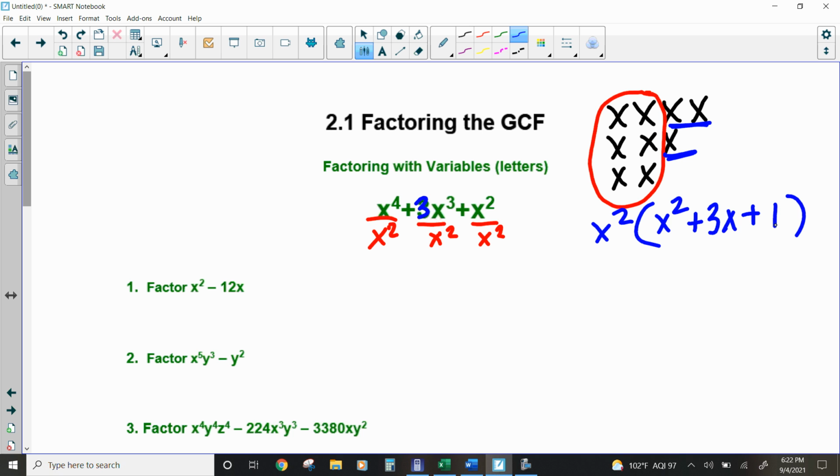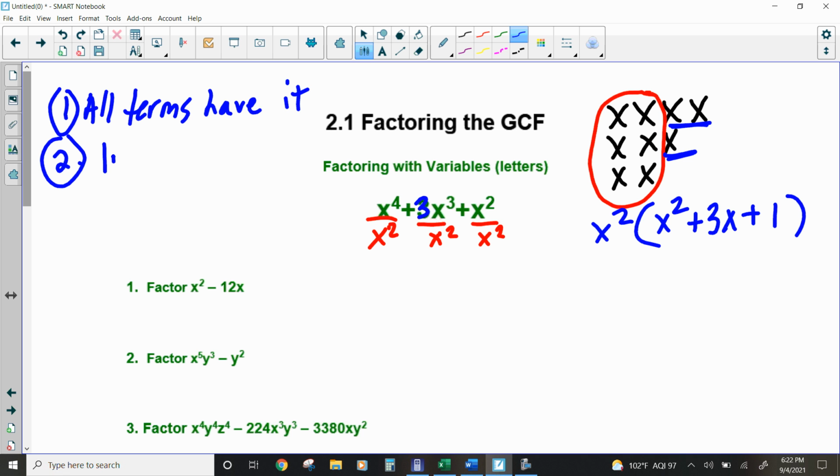Now I want to show you a shortcut. The catch here is, number one, all terms have to have it. Okay? If all terms have it, then what we're going to do is we're just going to take out the one that has the lowest exponent. That's what it's going to work out to every single time. It's going to be the lowest exponent.